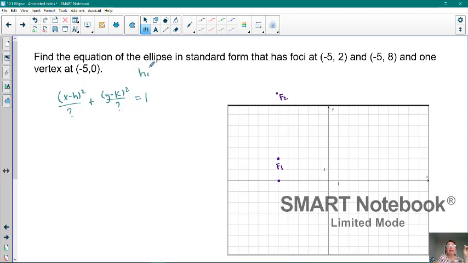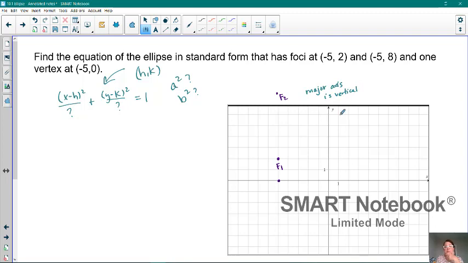I need to know H and K, which is the center, because it's going in up there. And then I need to know A squared and B squared because they're going in the denominators. Well, I've plotted what I know. I know that there are foci at -5, 2, and -5, 8, as you see here. I know that there's one vertex at -5, 0. I know that the foci are in the direction of the major axis, so that tells me my major axis is vertical.